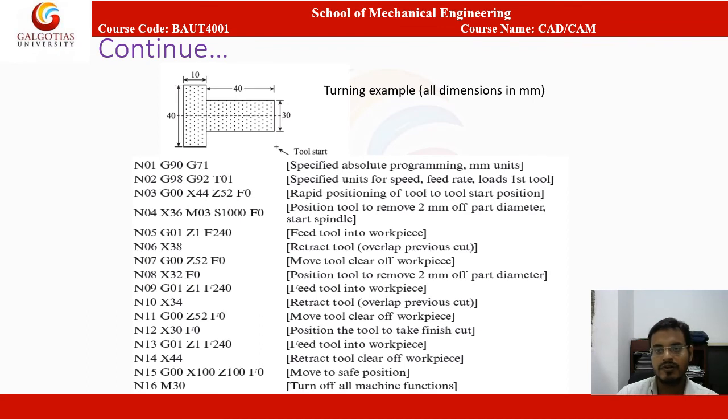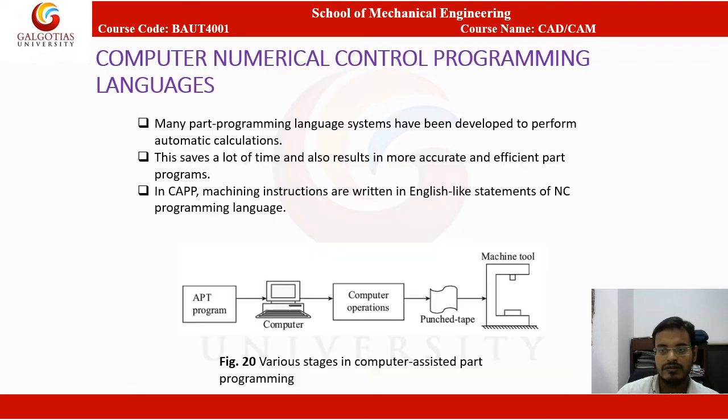So this is an example of a turning program, how the program is written: the block number, then G codes, then M code, then spindle speed, F, then feed speed, then the coordinate system. So these things are given. So you can see the example of this turning program.